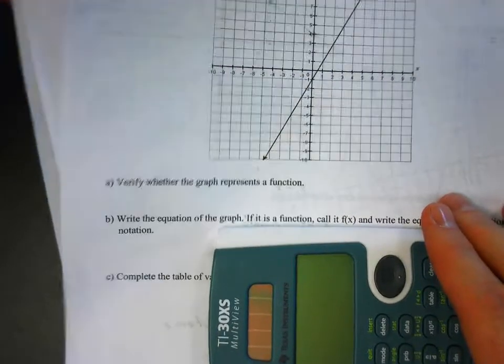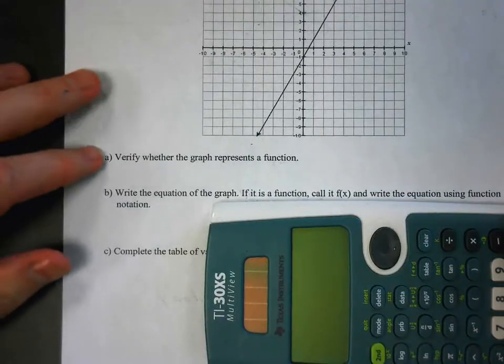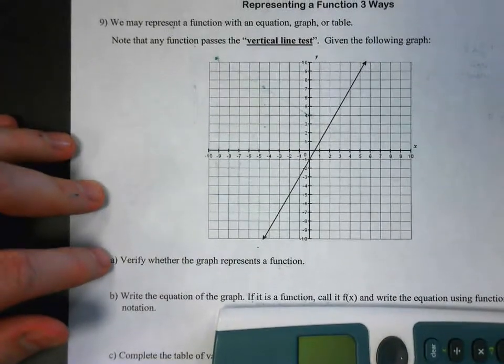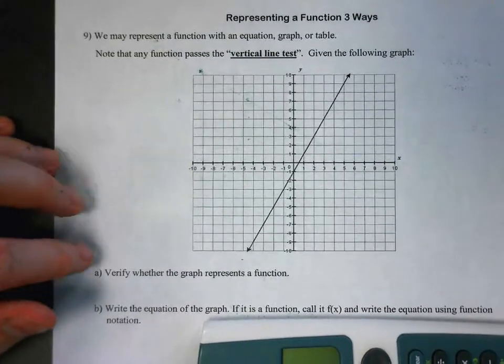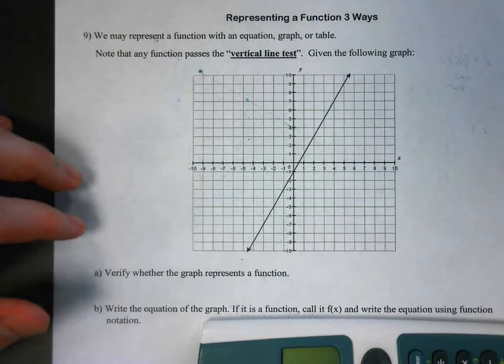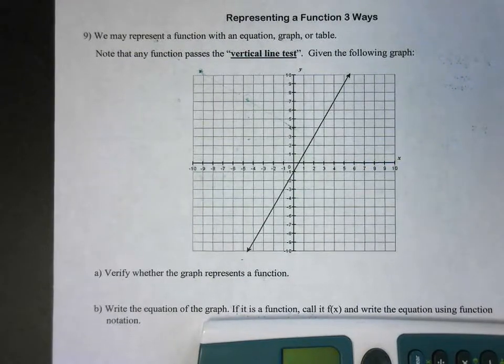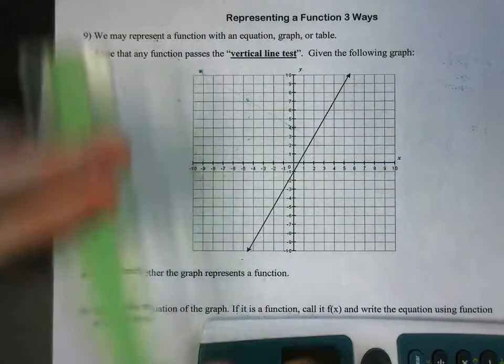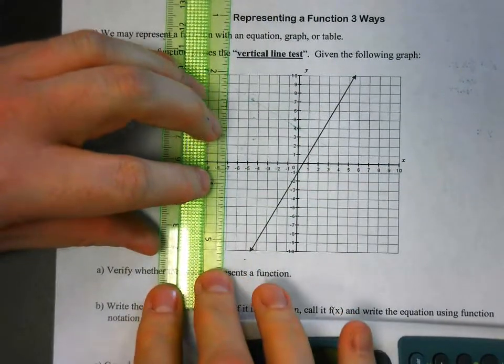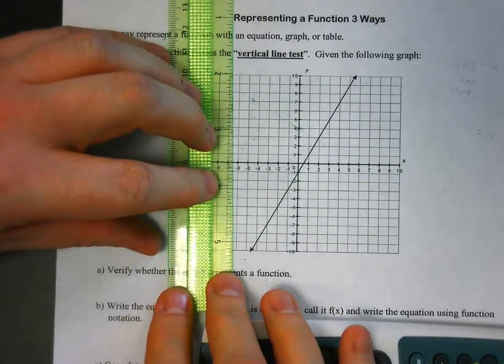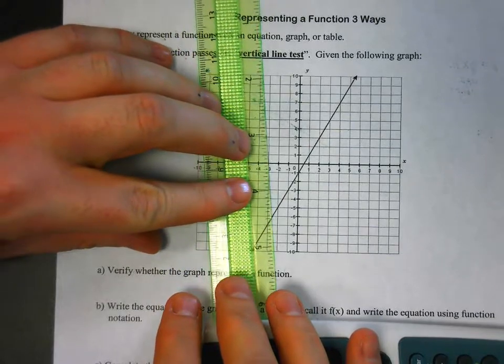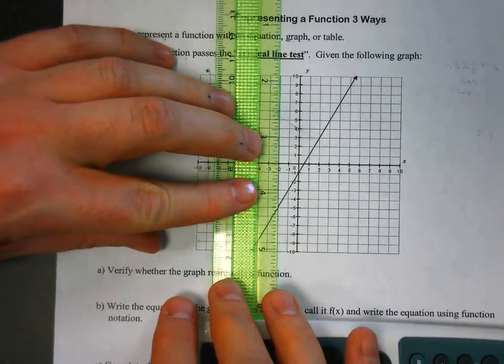Okay, on the next page, now we're going to look at representing a function in 3 different ways, basically looking at equations, graphs, and tables and how they're related to each other. And we note that any function passes the vertical line test. And again, what that means is, if you take a straight edge like a ruler and treat the edge of the ruler as a vertical line, and as you move straight across, so as x gets larger, do you ever hit the graph at more than one place?